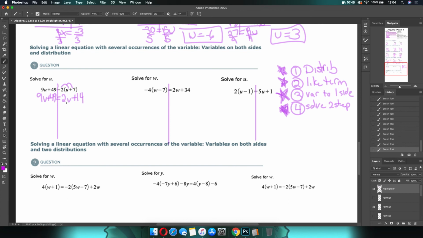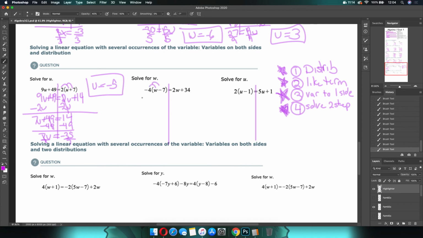Next up, are there any like terms here? Nope. Next up, are there variables? Yes. So minus 2u minus 2u. That leaves me with 7u plus 49 equals 14 minus 49 minus 49. 7u equals negative 35. Divide by 7, divide by 7. U equals negative 5. Oh, that felt good.